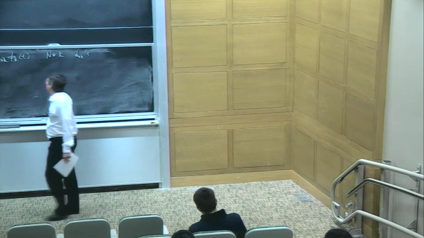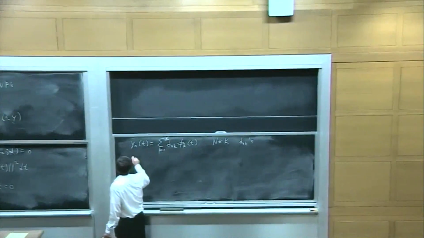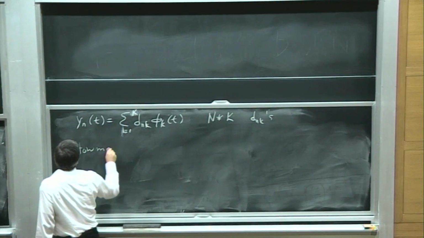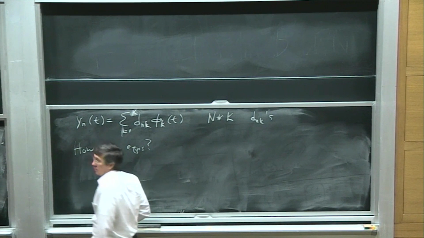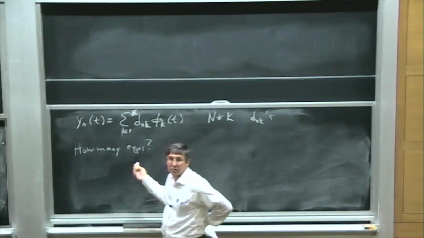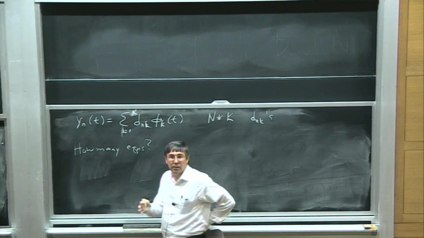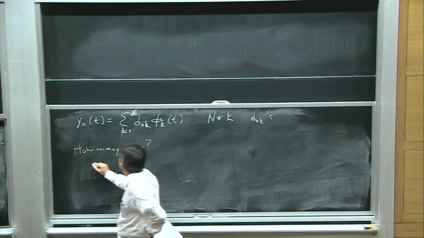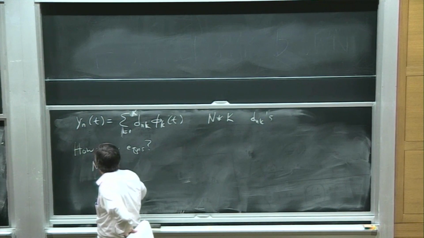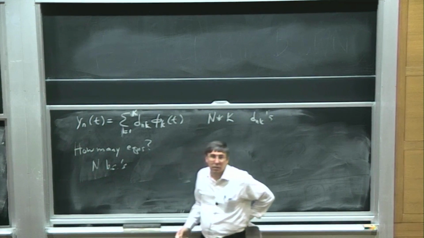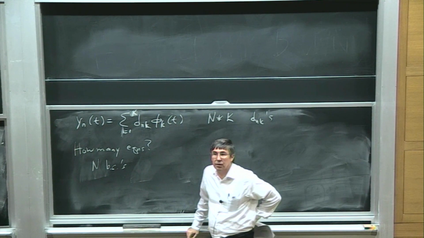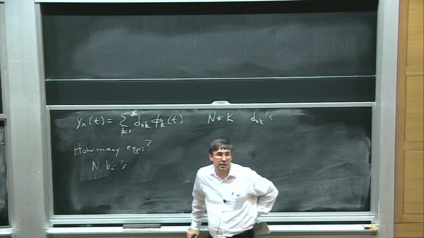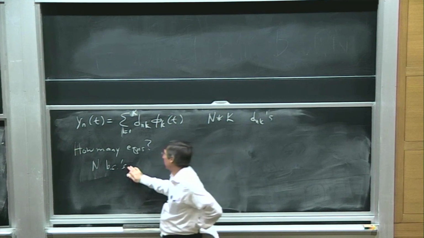So what equations do we have? How many equations? If we just have an ODE-BVP, we typically have N boundary conditions, because we need one boundary condition for each differential equation. One integration constant for each one. So we typically have N boundary conditions.